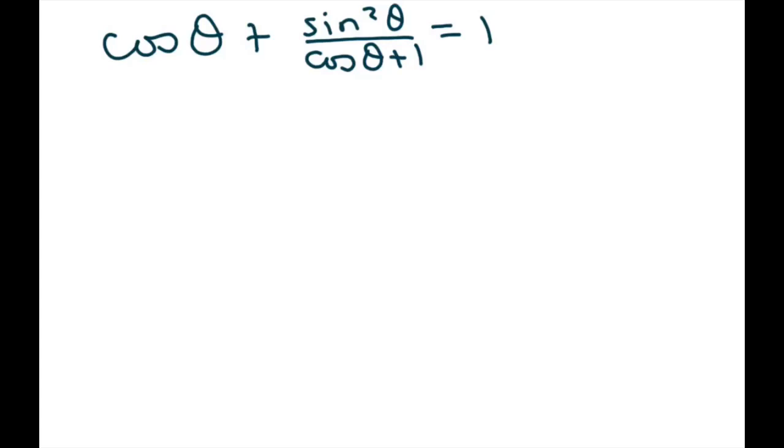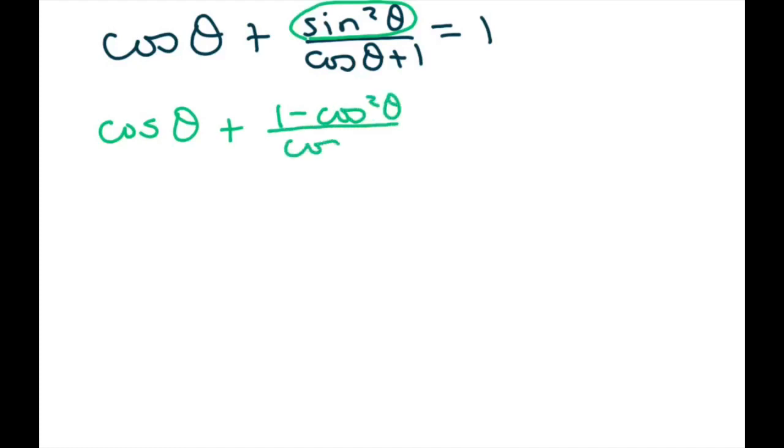Since I'm just trying to establish the identity, I want the left-hand side to look like the right-hand side. And you want to work on the more complicated side, which is the left-hand side. So what I'm going to do is write this as cosine of theta plus, and change the sine squared to 1 minus cosine squared of theta. Then we have cosine theta plus 1, and then we still have the equals 1.